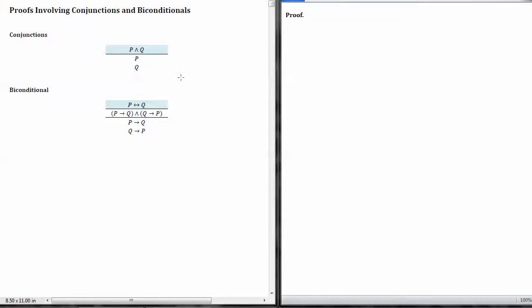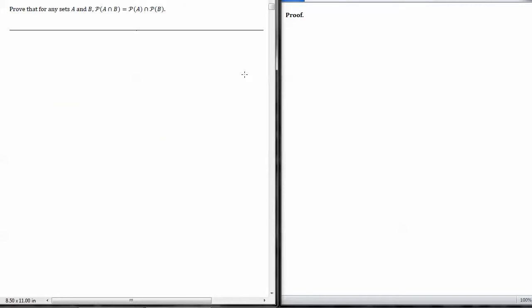For this problem, we're going to use conjunctions because the intersection of sets is involved, and we're also going to use a biconditional because the equality of sets is involved. Here's the statement. Prove that for any sets A and B, the power set of A intersect B is equal to the intersection of the power set of A with the power set of B.